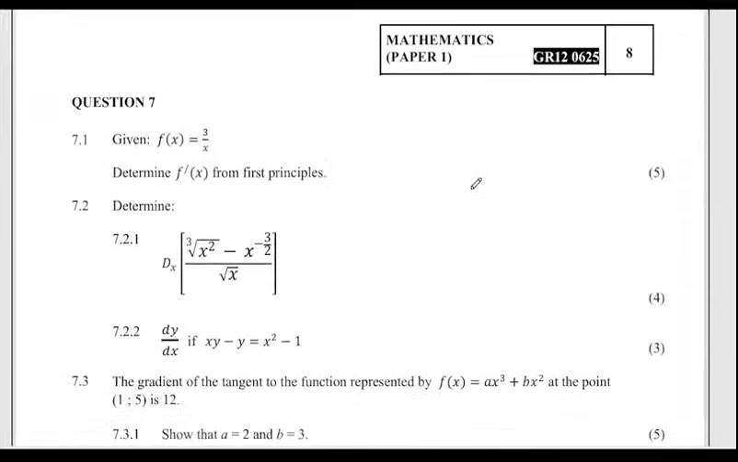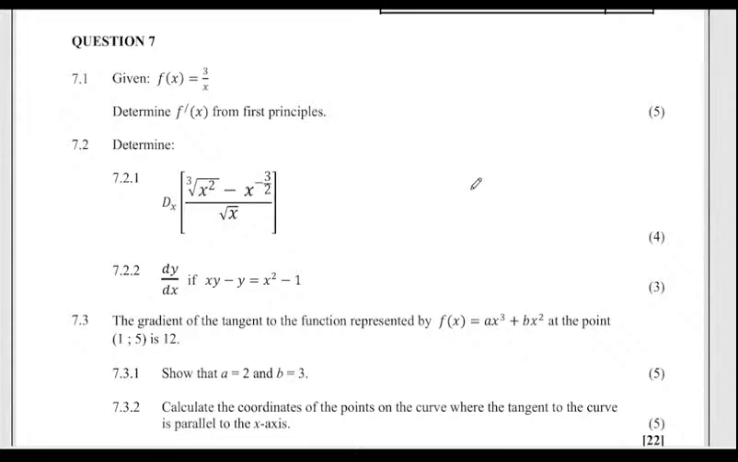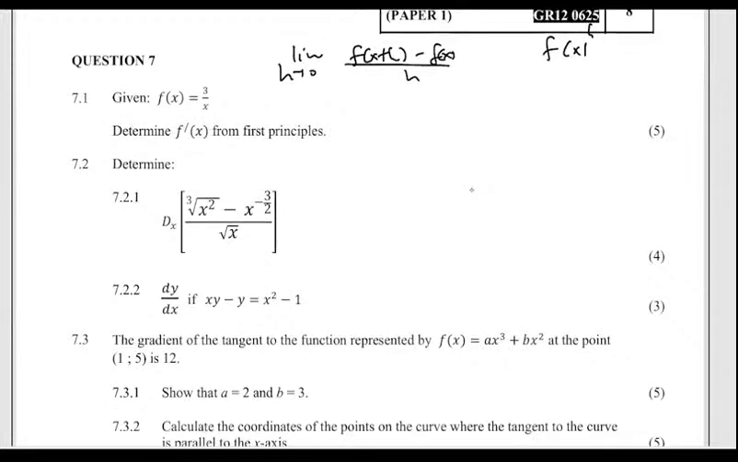Then question number 7, which is the calculus. They want us to do first principles. We know that first principles will tell us that the limit as h tends to 0, f of x plus h minus f of x, divided by h. So if this is our f of x, we know that our f of x plus h is going to be 3 over x plus h. Let's do the substitution and see.